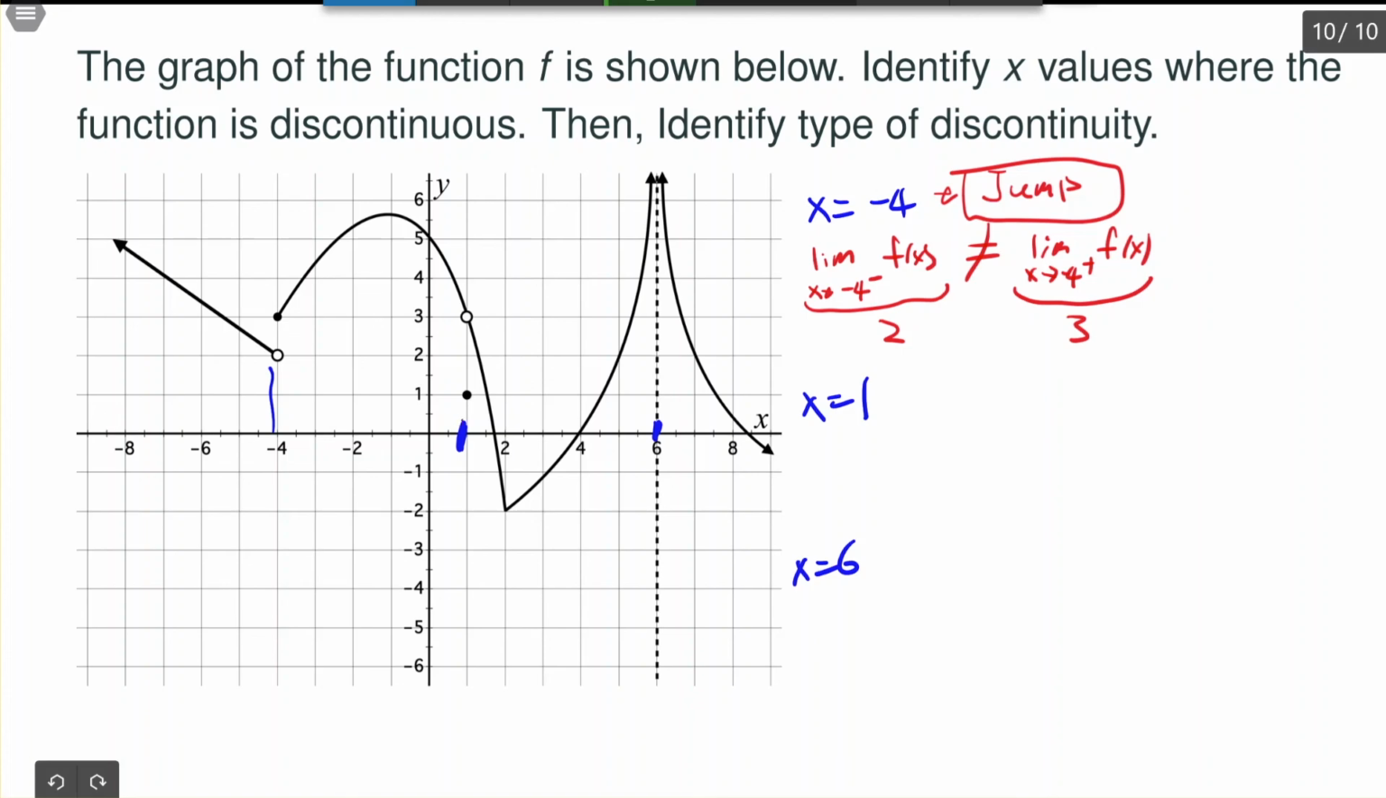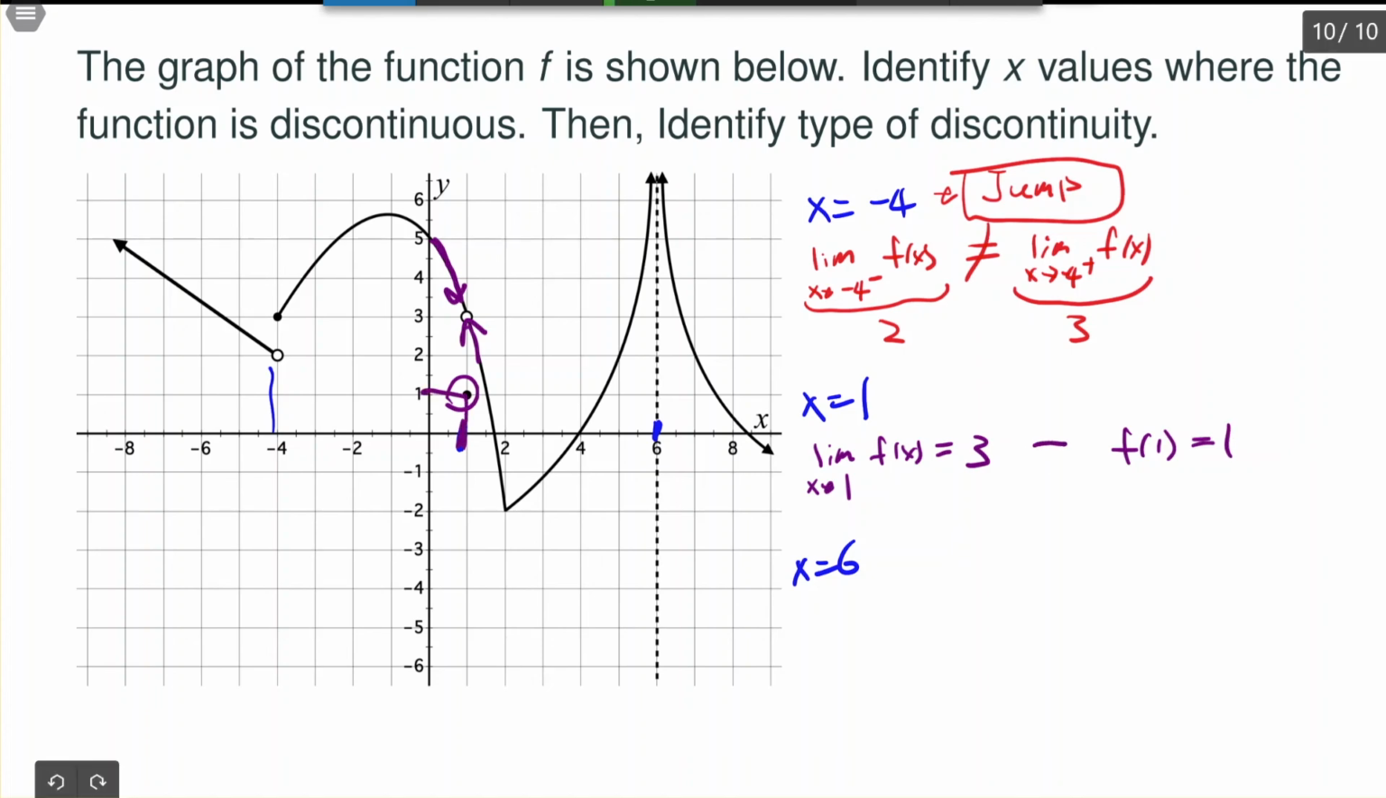And at 1, on the other hand, the limit from the left side and the limit from the right side are the same. They approach the same value. But the function value is different. So for x equals 1, the limit as x approaches 1 exists, and in fact it's 3. But the function value at x equals 1, when we evaluate f of 1, it is 1, because it's defined at 1 right here.